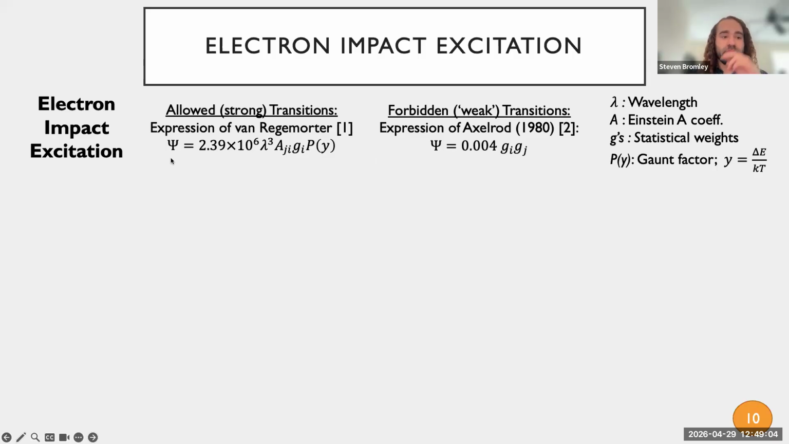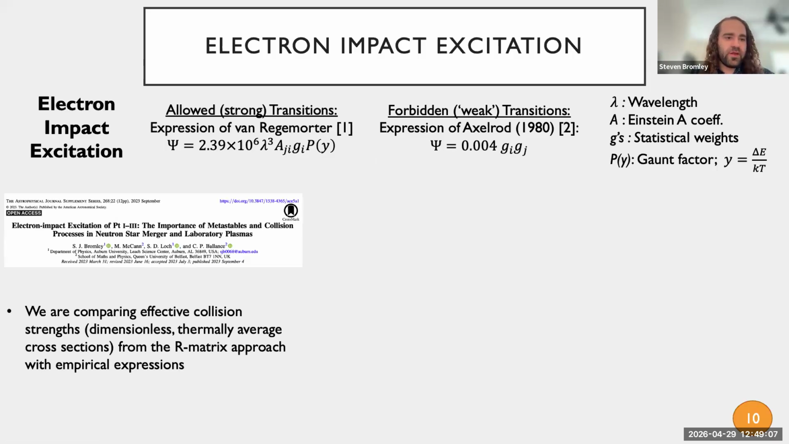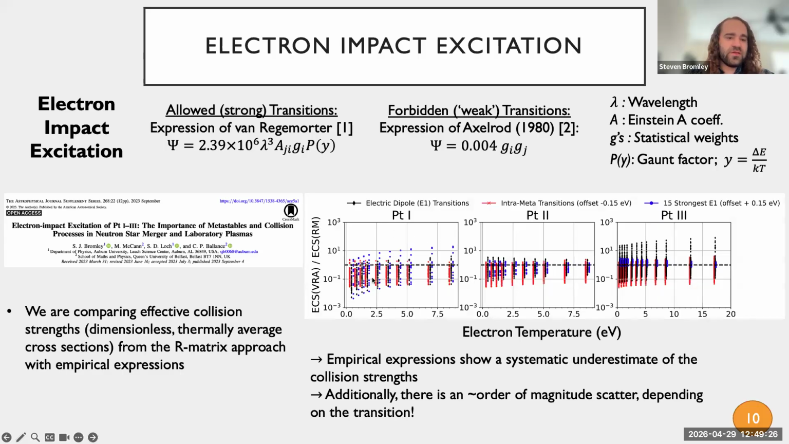It's a dimensionless value. And a couple years ago, we were working on some data for platinum, and we had an idea to generate R matrix and distorted wave electron impact data for platinum ions, and then just to gauge how accurate these empirical expressions are, just compare our resulting rates with the Van Regemorter data. And so what I'm showing here is a comparison for platinum 1, 2, and 3, the effective collision strength for every single transition using this approximate data divided by its value in what we think is the very accurate R matrix approach. And each dot here is an individual transition, and there's two things you can notice.